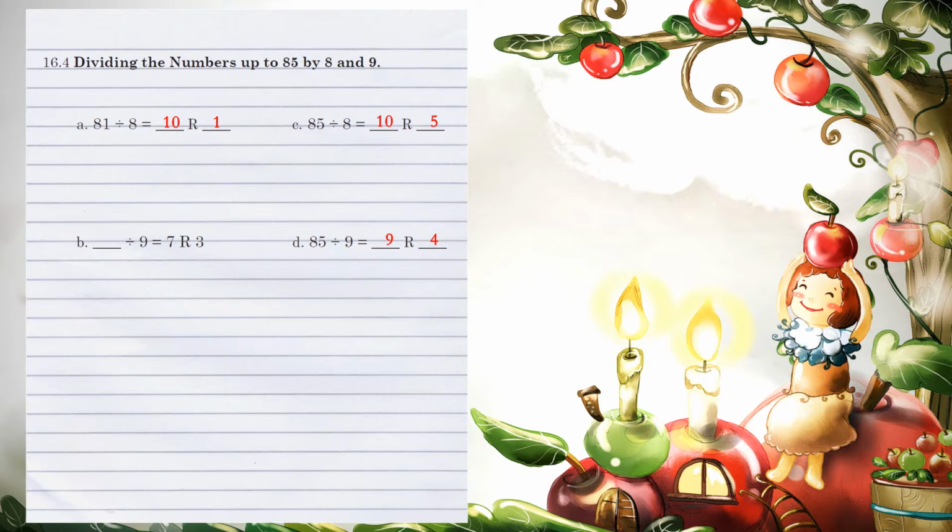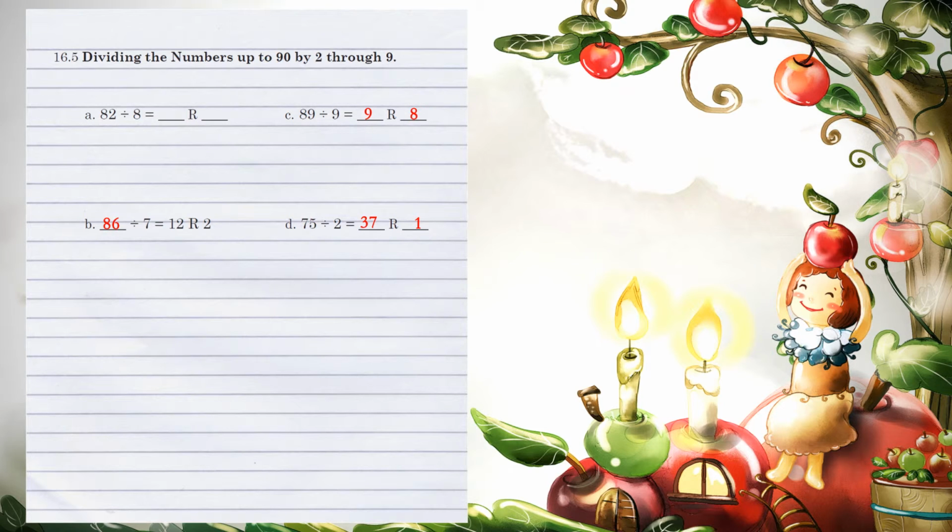Example B. What number divided by 9 equals 7 remainder 3? We have to work backwards. 7 times 9 is 63. 63 plus our remainder of 3 gives us a beginning number of 66.